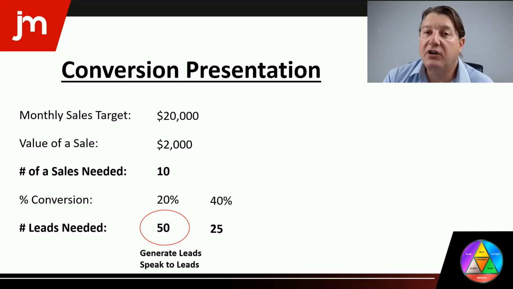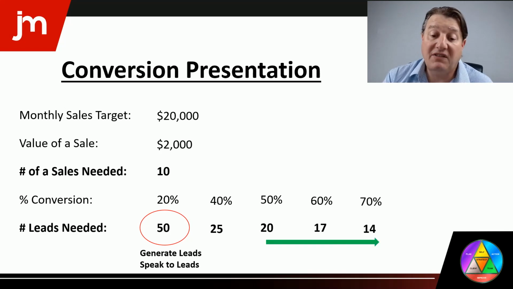So if it's a 40% conversion rate, you only need 25 leads. At 50% conversion rate, you only need 20 leads. At 60%, you only need 17. At 70%, you only need 14 leads. We need to be somewhere up in that area just so you can physically get the work done. So conversion rate improvement is very important, and that's going to come via your virtual conversion presentation.